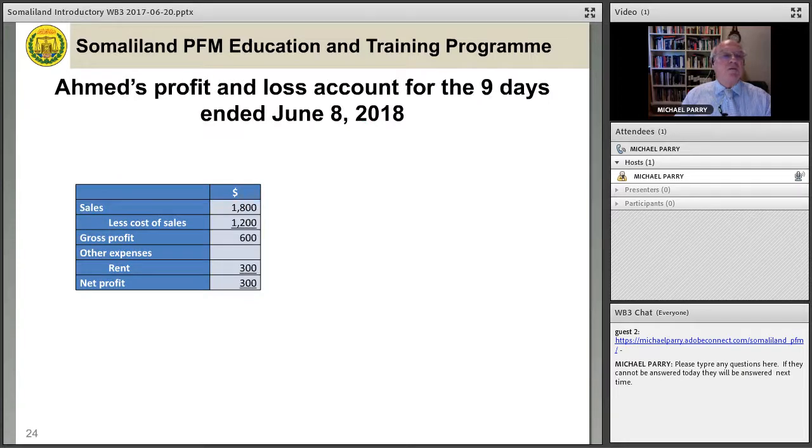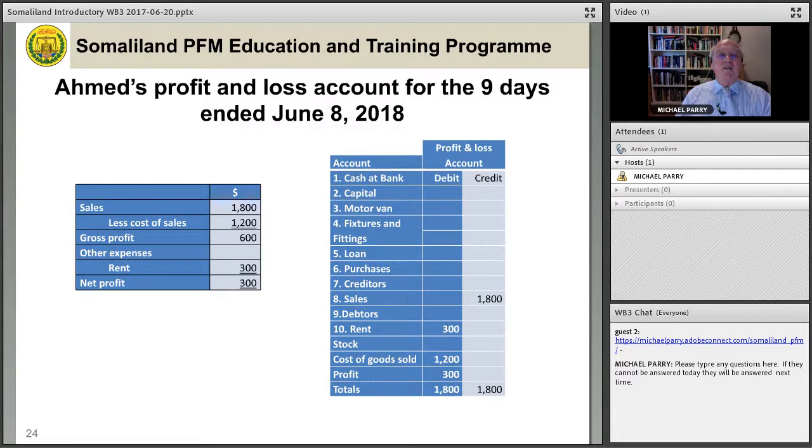And similarly with the profit and loss account, again, we present the information in a more conventional manner here. Say it's sales less the cost of sales, 1,200, giving a gross profit of 600, less the rent expense, giving a net profit of 300. And again, we can relate that to the columns in the profit and loss account, in the trial balance. We've simply reorganized the information and introduced a subtotal.